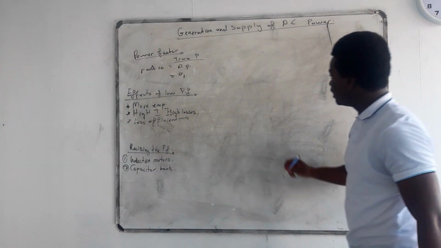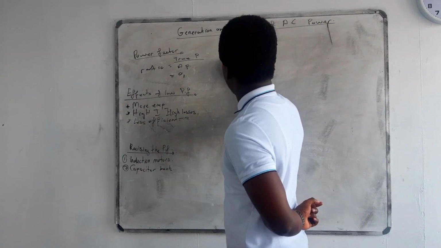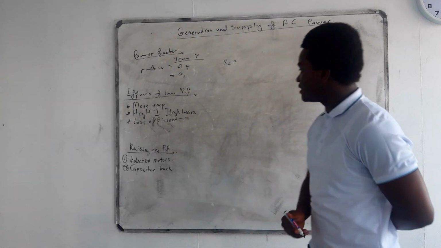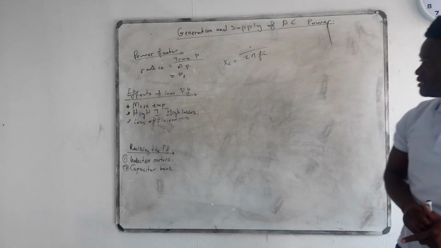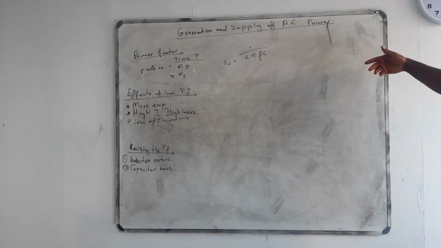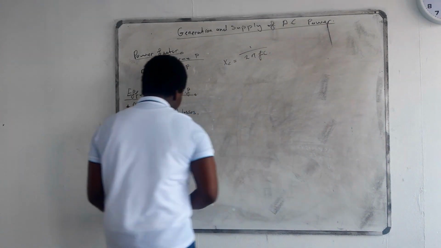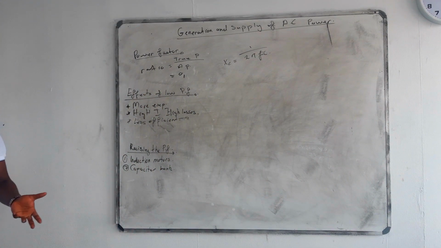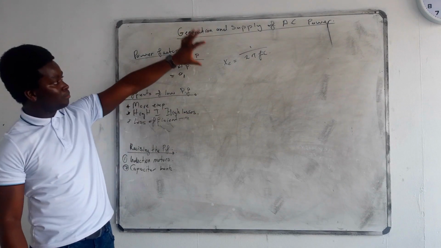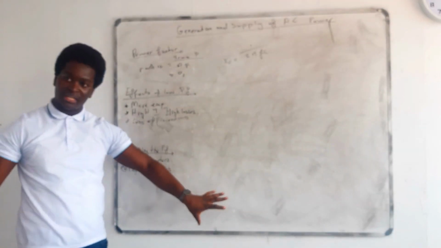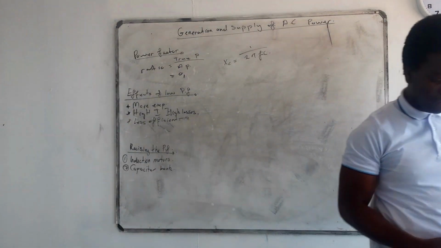Let's go step by step. The formula for calculating XC, the capacitive reactance, is 1 over 2 pi FC. Now, the question that you're going to get from this topic, they would ask you to calculate the capacitance of the capacitors. So they'll tell you that the power factor was this low, then we used a capacitor bank, and now calculate the capacitance of each capacitor. So we're just going down to where the formulas are coming from.